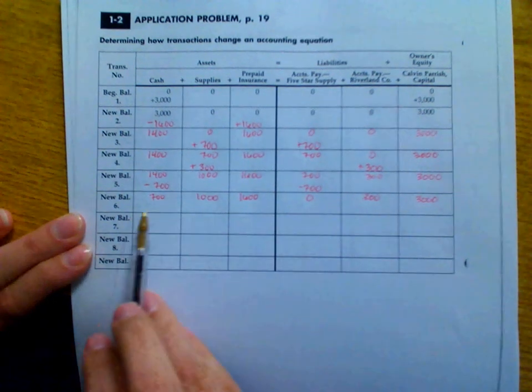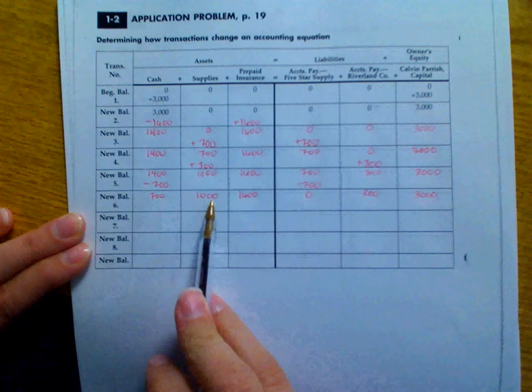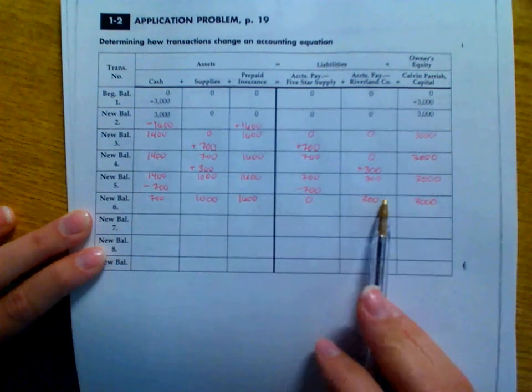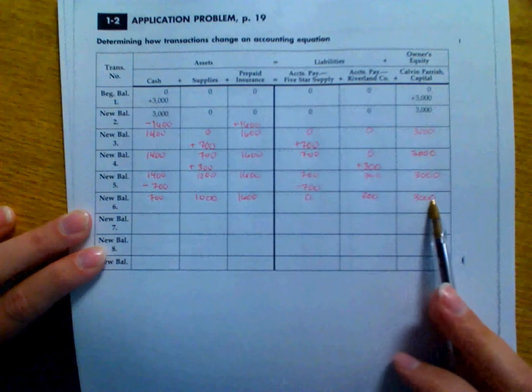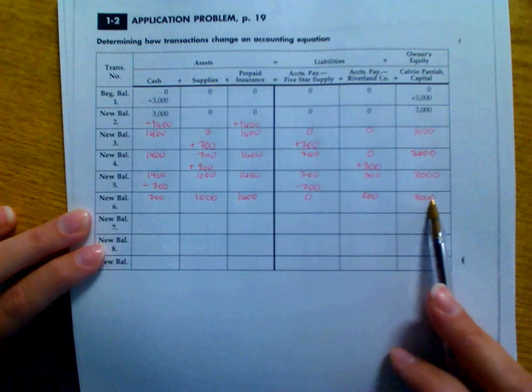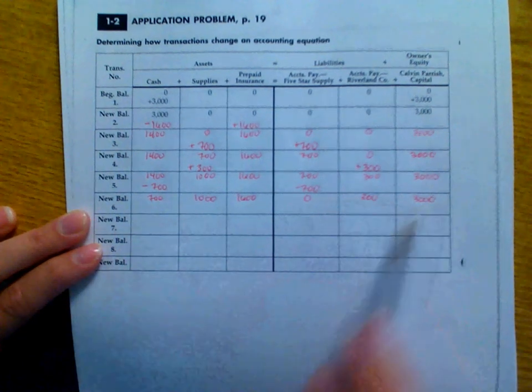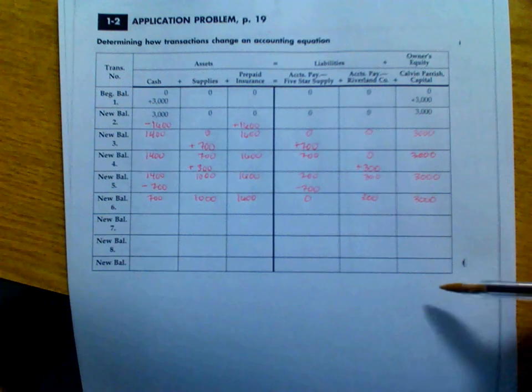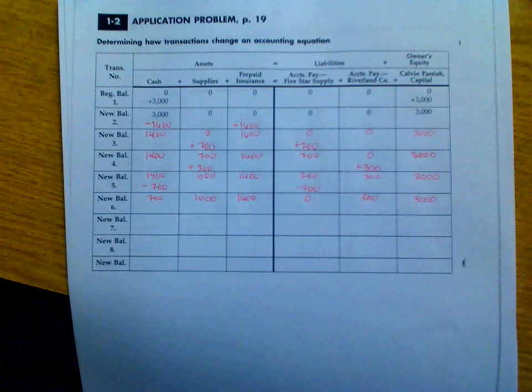Now let's take a quick check. 700 plus 1,000 is 1,700 plus 1,600 is 3,300. 300 plus 3,000 is 3,300. So we balance. Okay? So it's good to take that quick time to go across, because like I said, if you wait until the very end and you don't balance, especially on a test, you may run out of time. So it's easier to just do it as you go.